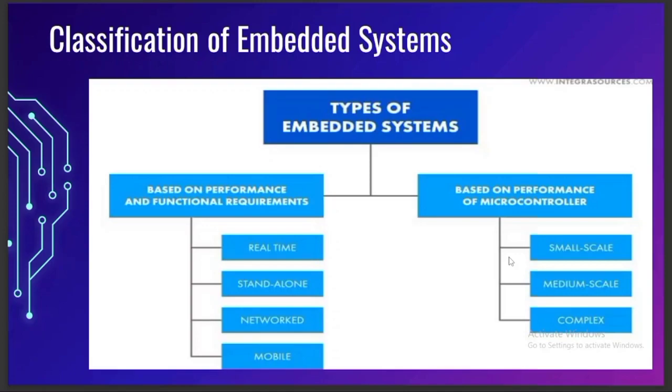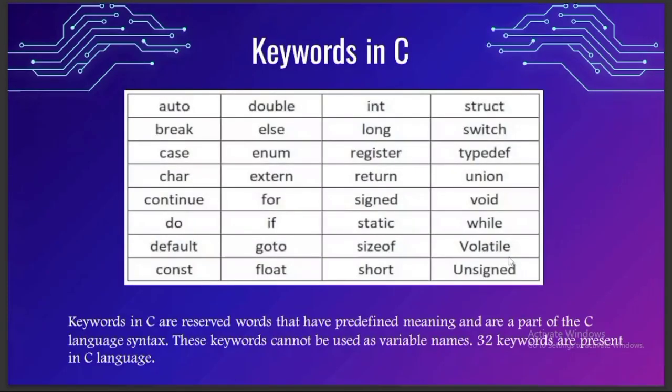Getting into the next slide, that is keywords in C. As we all know, there are 32 keywords in the C language. Keywords in C are reserved words that have predefined meaning and are a part of the C language syntax. These keywords cannot be used as variable names. The keywords are auto, double, case. We represented all the keywords here in this table. You can check it for reference.